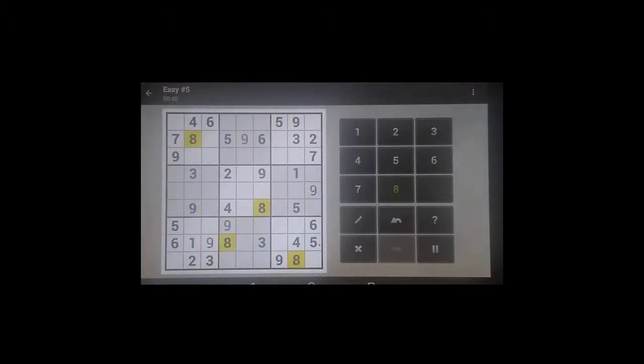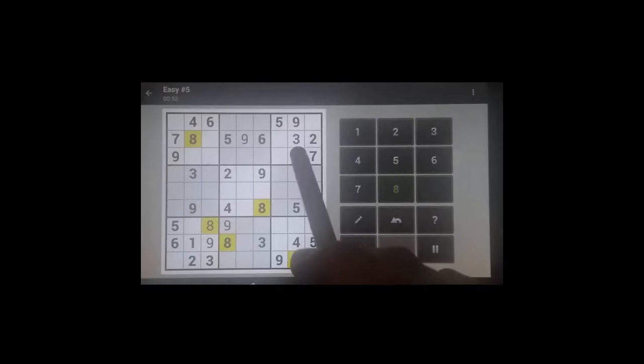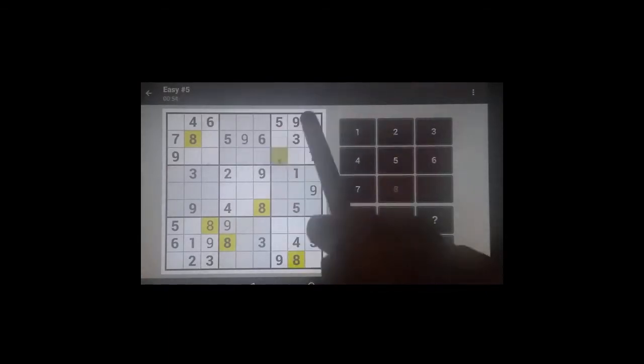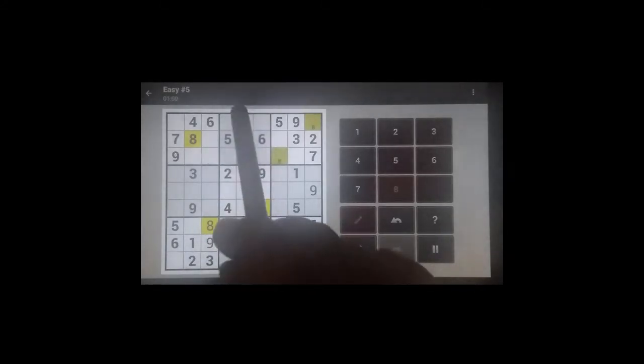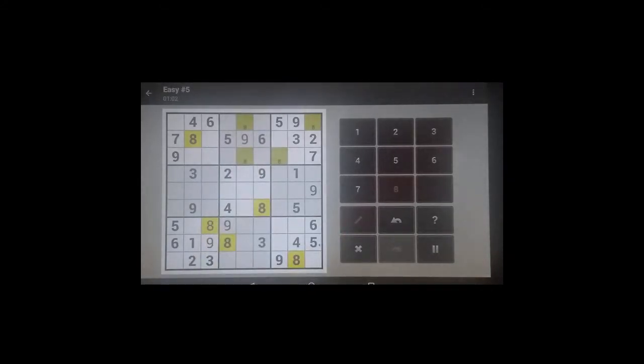And the 8s, I know this one can't be an 8 because there. That can't be an 8 because of that. So there's that 8. I know that this one can't be an 8, nor this one. So it's got to be one of those 2. Likewise, that column's clear and that column's clear, so this 8's got to be there.